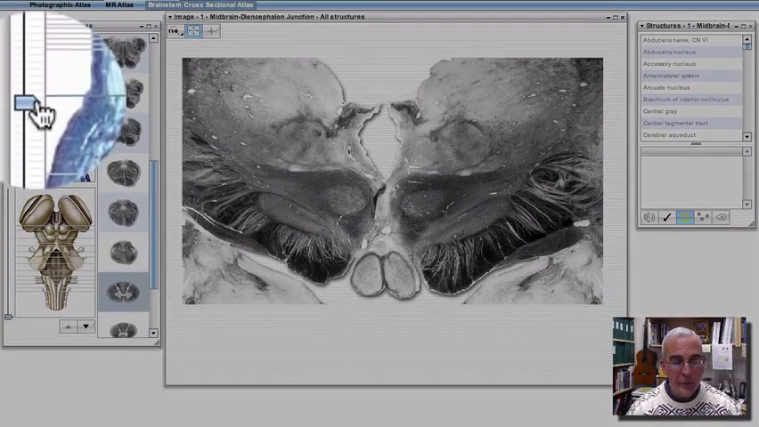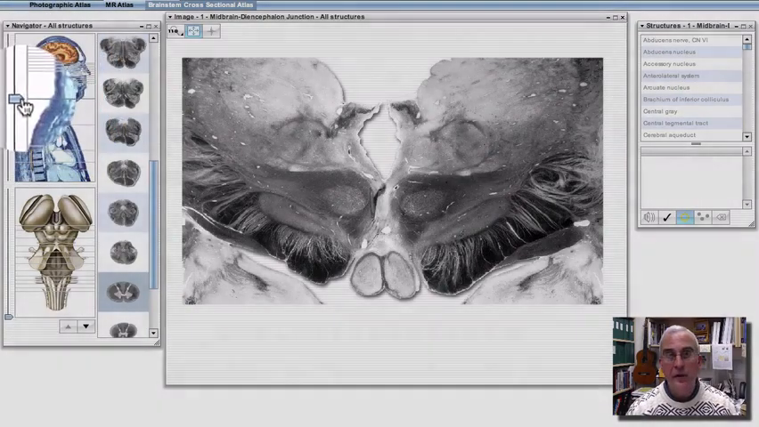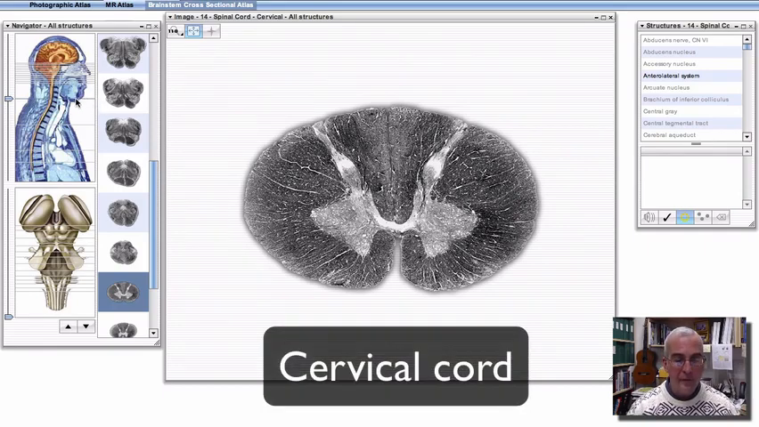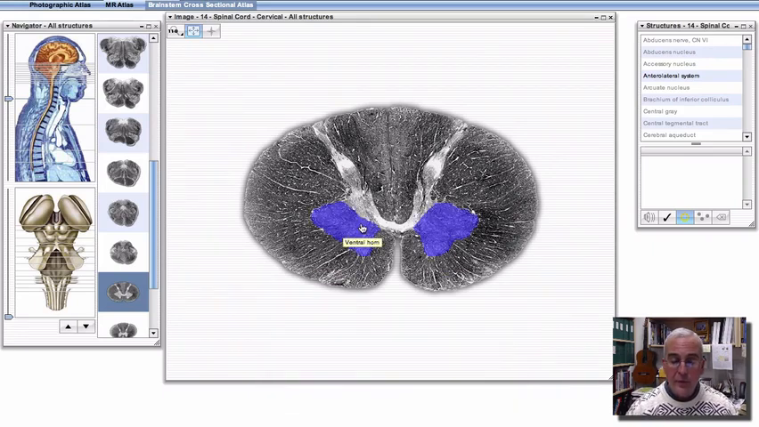So I can do so with my navigational window to the left, either just pulling on the sliders or selecting a thumbnail of interest. So what we have here is a cross-section through the cervical segments of the spinal cord, and we can appreciate that from our navigational window. But now I also would expect you to recognize that based on the large ventral horns that we see, plus the abundance of white matter that we see around the outside of this gray matter.